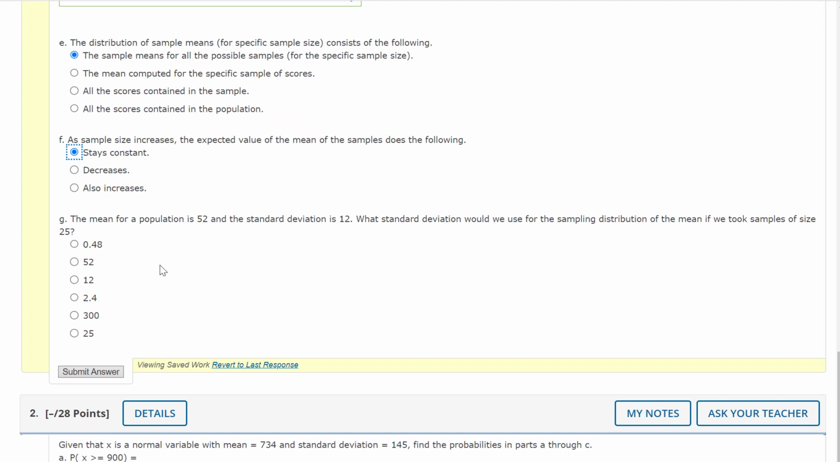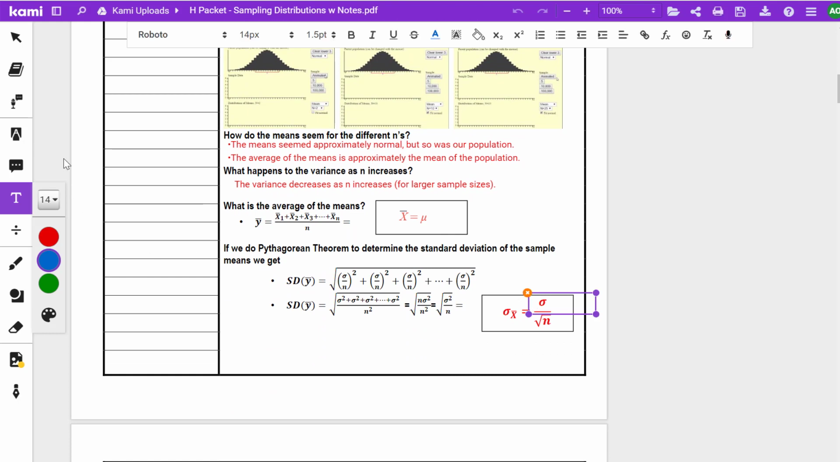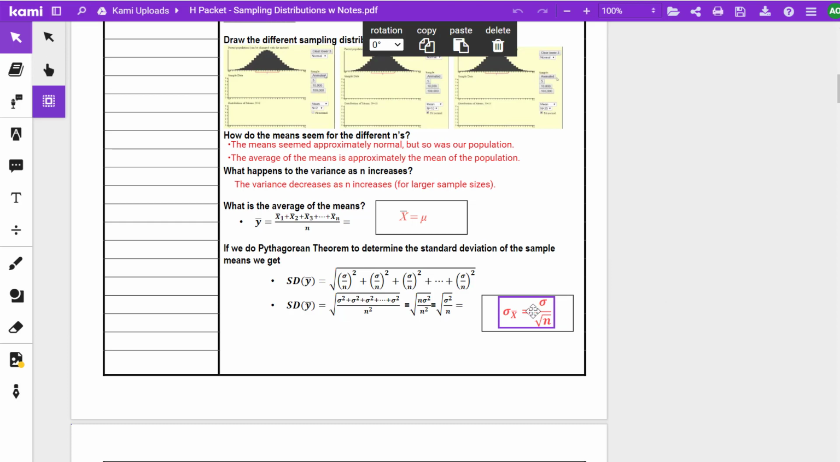The mean for a population is 52, and the standard deviation is 12. What standard deviation would we use for the sampling distribution of the mean if we took samples of size 25? So I'm going to look in your packet, and there's a formula right here. Actually, let me go ahead and copy it over to our little notes. So this is the formula that I'm going to copy over here.